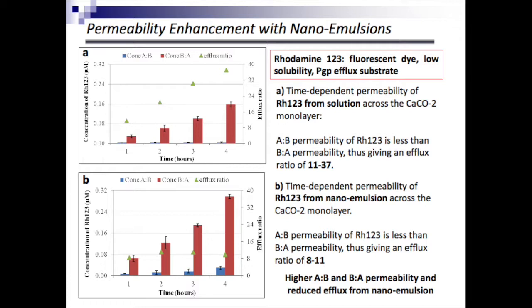But if you use nanoemulsion, which is on panel B, you can see that there's a greater transport from A to B, which means that nanoemulsions are actually able to overcome the P-glycoprotein efflux. The reason is that nanoemulsions are endocytosed by the cells, and subsequently the transport occurs paracellularly and avoids the efflux pumps, because the whole oil droplet is able to ferry the molecules across. And you don't need the free rhodamine 123 in solution, which is the substrate for the PGP. So we've been able to lower the efflux ratio tremendously by using the nanoemulsion form.